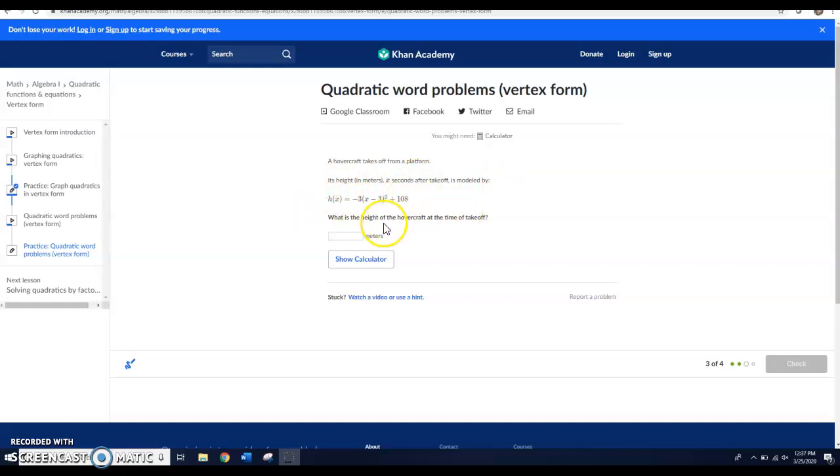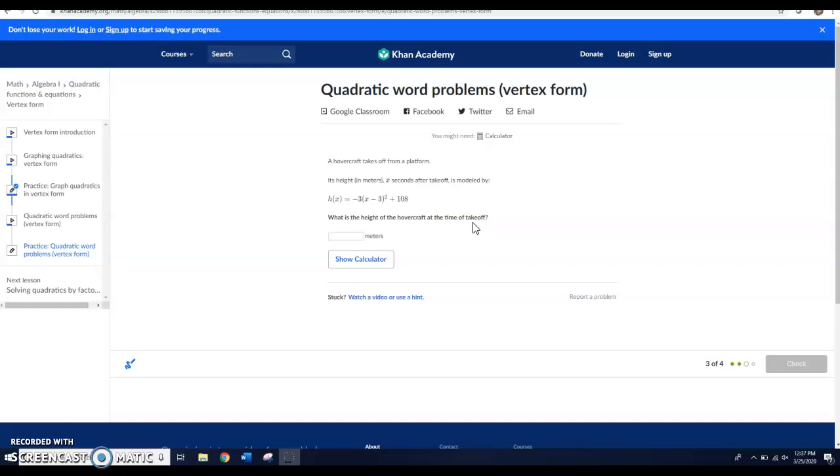So I know the vertex, the x value, would be at x equals positive 3, because we know it's the opposite of what's in the parentheses. And then plus 108, the y value is 108. So in 3 seconds, the hovercraft is going to be 108 feet above the ground. And so this says, what is the height of the hovercraft at the time of takeoff?